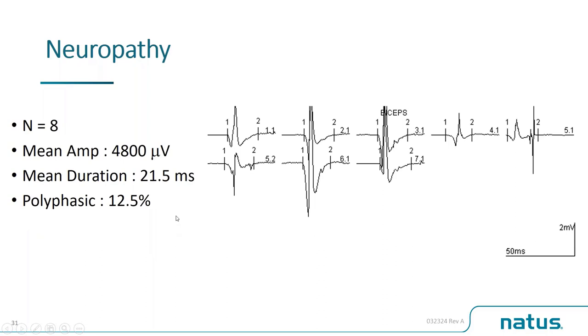Here is a recording from neuropathy. It's a different calibration. So you can see the waveforms and the duration is increased and it's polyphasic. And in this case, we stopped the examination after doing only 8 potentials because there are so many clearly abnormal potentials or outlier potentials.